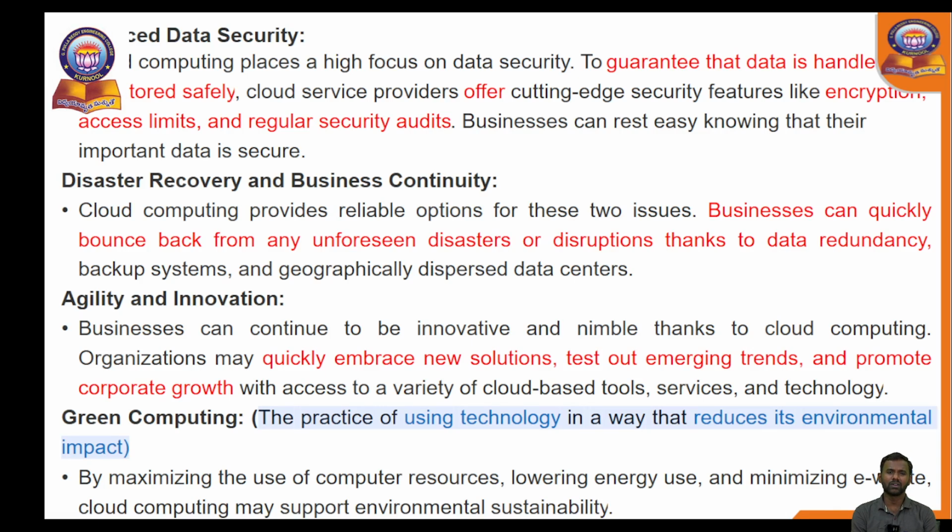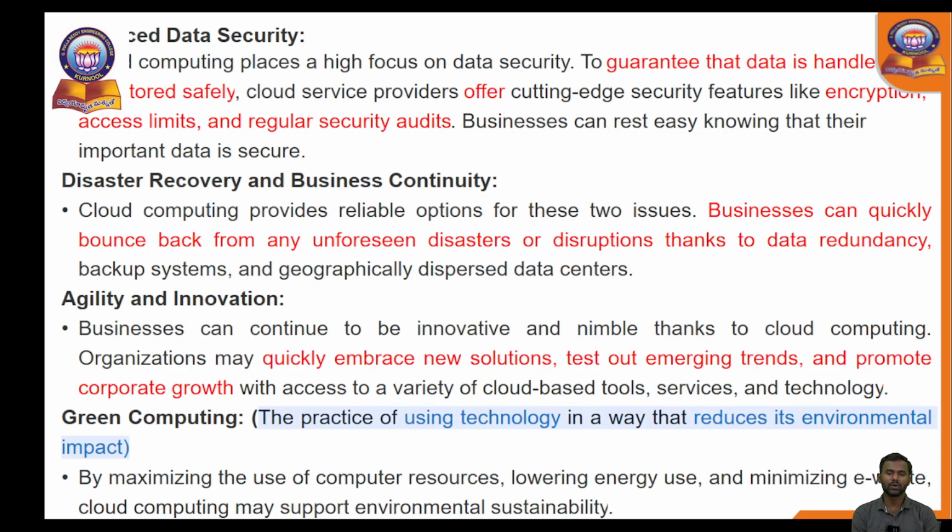So to offer this, the service provider offers various security features, like encryption, in the sense that the data will be stored in the unreadable format, and access limit, in the sense that only specific users are going to access the data. Access limit will be done with the help of the identity access management, IAM. That is, the roles will be given to the users like owner, admin, user, such that the permissions will be given to the users. And regular security audits.